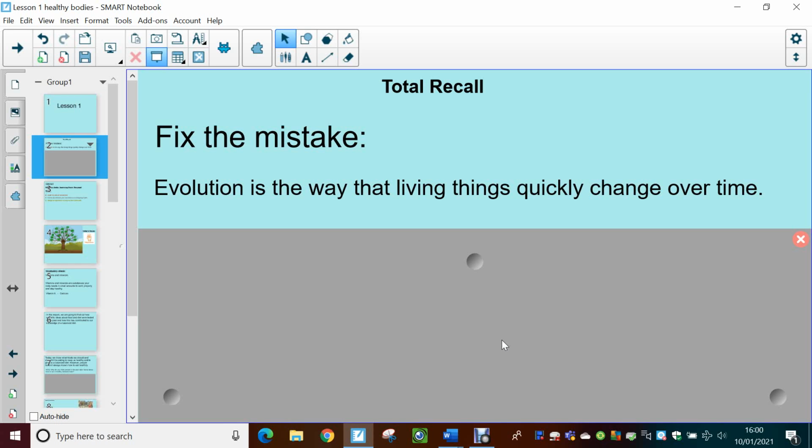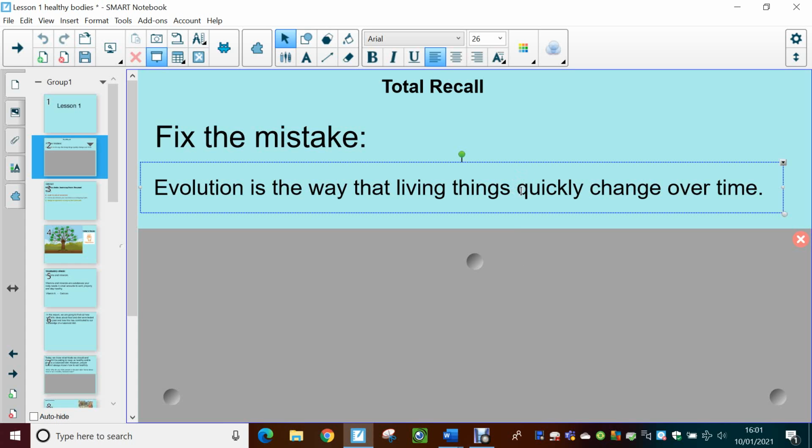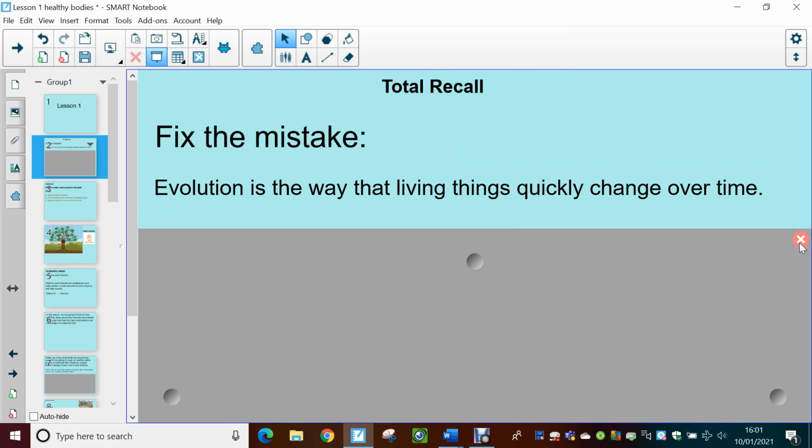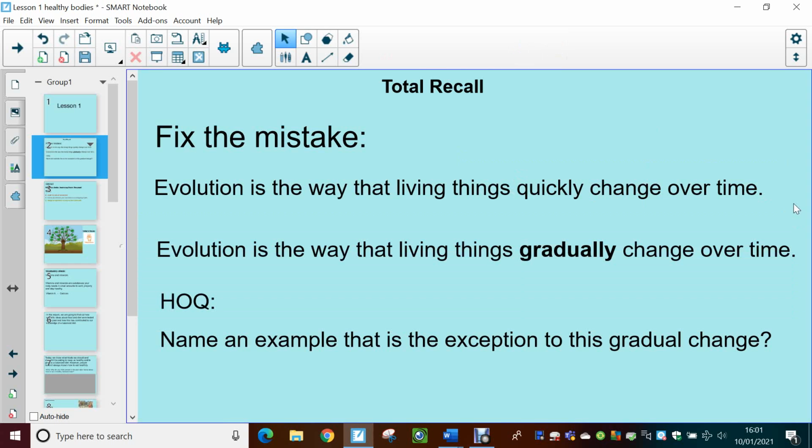Read the statement. Evolution is the way that living things quickly change over time. Now, there's a mistake in that sentence. Can you pause the video and spot the mistake? So, hopefully, you notice this word here. It should have read, evolution is the way that living things gradually change over time. We know from our last unit, evolution is a very, very slow process.